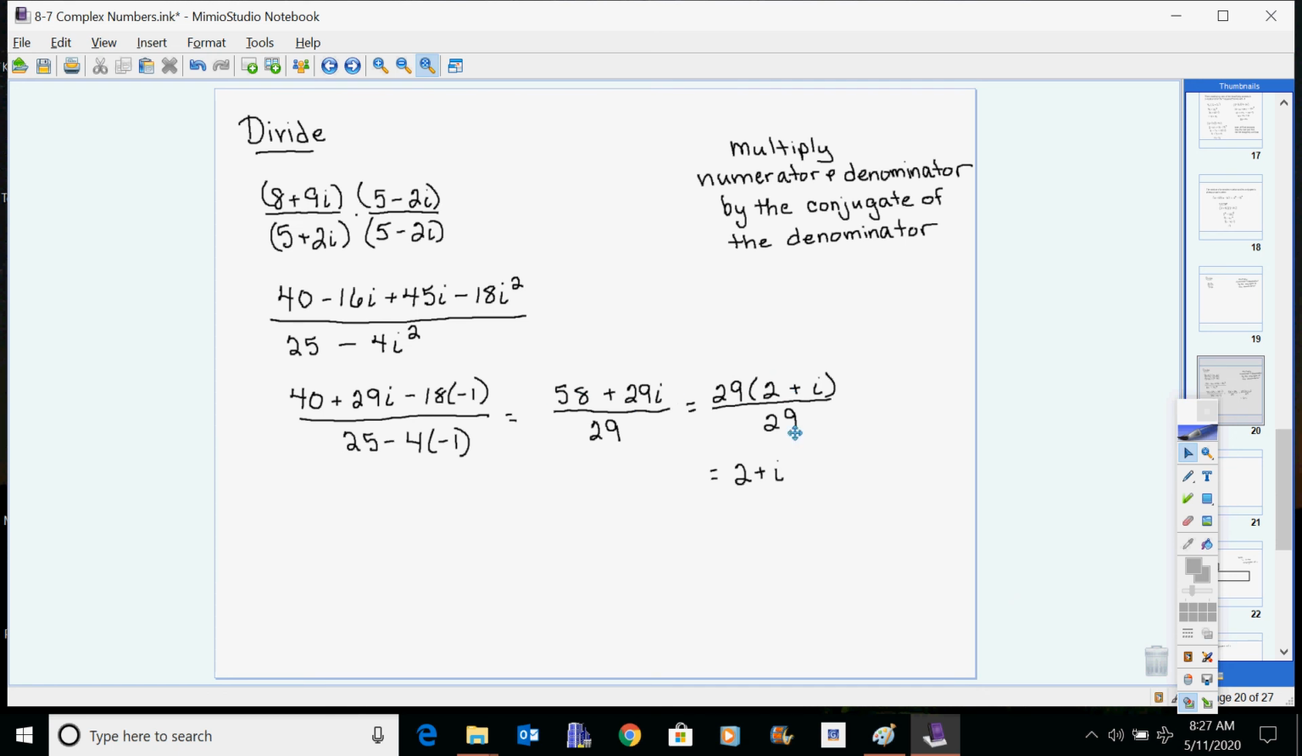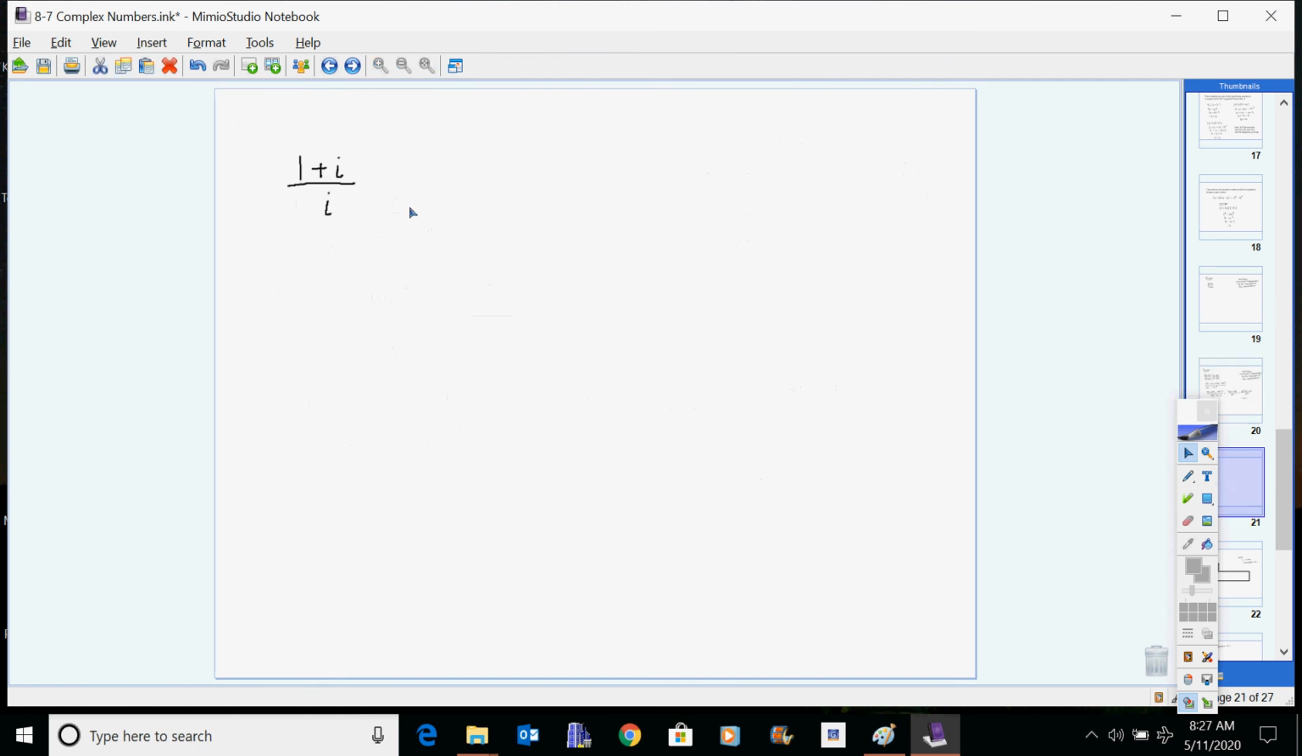29 was in common here and it canceled on the outside. So when you're done, you're looking for a complex answer at the end, so that you've got a real part and you've got an imaginary part, and the real part always comes first.